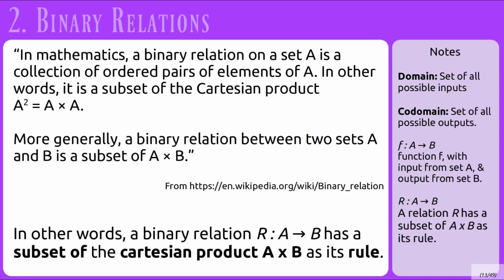In mathematics, a binary relation on a set A is a collection of ordered pairs of elements of A. In other words, it is a subset of the Cartesian product A squared or A cross A. More generally, a binary relation between two sets A and B is a subset of A cross B. So in other words, a binary relation R from sets A to B has a subset of the Cartesian product A cross B as its rule.